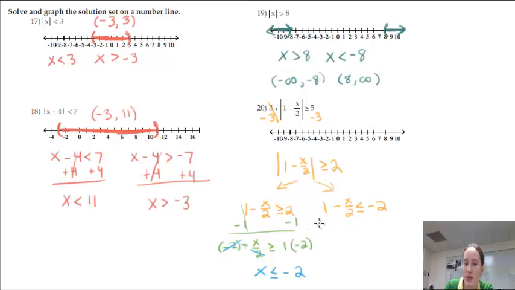Then we go through the same process on the right here. So we subtract 1. We multiply by negative 2, so that it cancels out what we need to on the left side. So x, oh, I forgot, we have to flip the inequality. x is greater than or equal to a positive 6. So we're less than or equal to negative 2, and we are greater than or equal to 6.